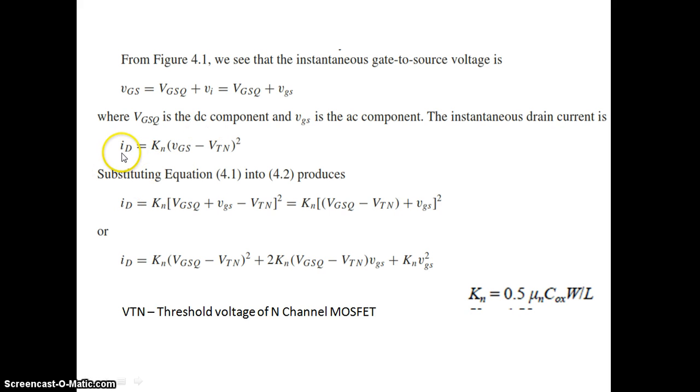So the drain current is given by Kn times (VGS minus VT) the whole squared. Now you substitute the expression for VGS, equation 4.1, in this, and we get the expression like this. When we expand Kn times (VGS minus VT) the whole squared, it is like (A plus B) the whole squared: A squared plus B squared plus 2AB. And the third term is very small compared to the second term.